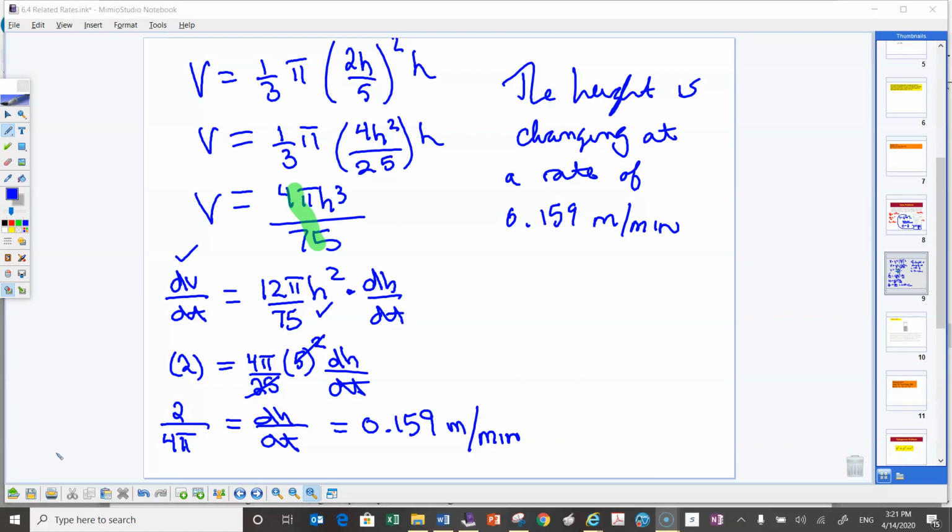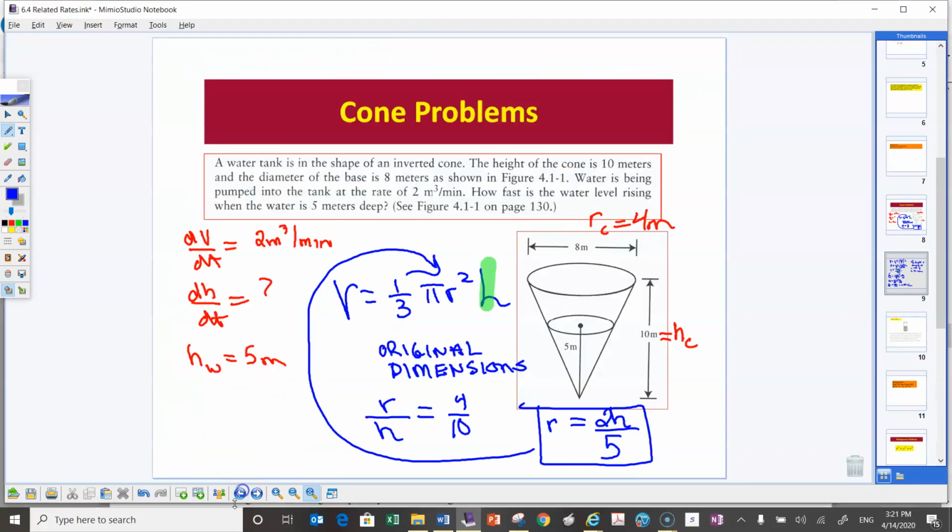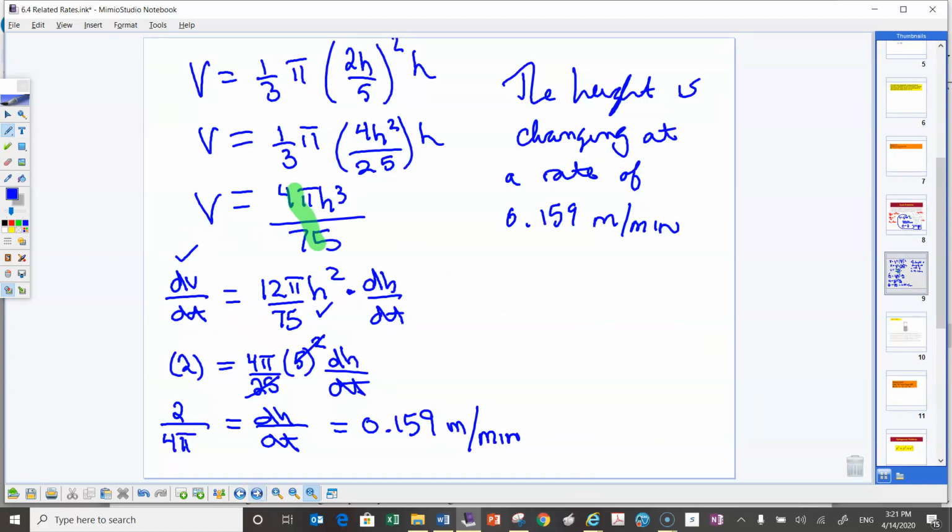Okay, so all of our cone problems are done the exact same way. We look at what variable we want to get rid of, r or h. So I set up this ratio with the original dimensions of the cone, isolate the variable I want, plug it back into the volume of the cone, take the derivative, and solve for what you're looking for.